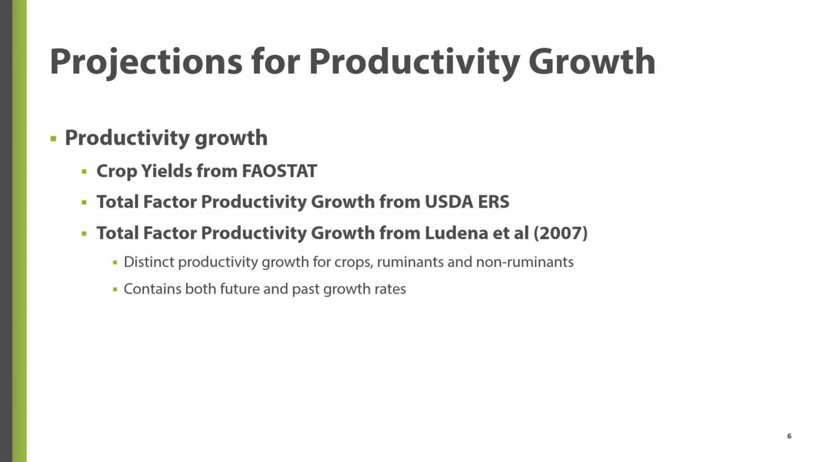Now that we've covered the baseline overview, let's move on to discuss projections for productivity growth. Assumptions about productivity growth can be based on historical trends in crop yields and total factor productivity. Ludena et al. published distinct total factor productivity growth for crops, ruminants and non-ruminants, and also estimated both future and historical growth rates, which is why we continue to draw on that source.